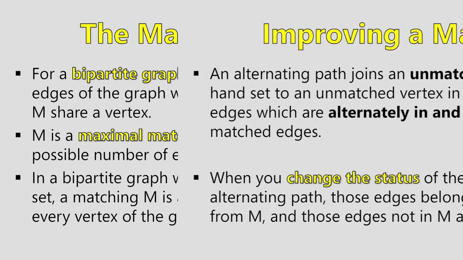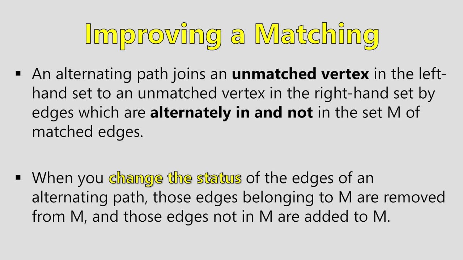To improve a matching, an alternating path joins an unmatched vertex in the left-hand set to an unmatched vertex in the right-hand set by edges which are alternately in and not in the set M of matched edges. Whoa. Take a minute, take it in, read it through. It's a revision, so basically you link one side that isn't matched to the other side that isn't matched. And that's really kind of it.